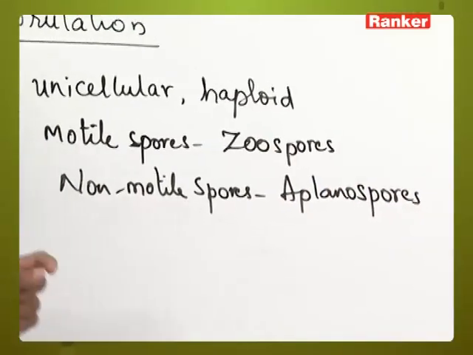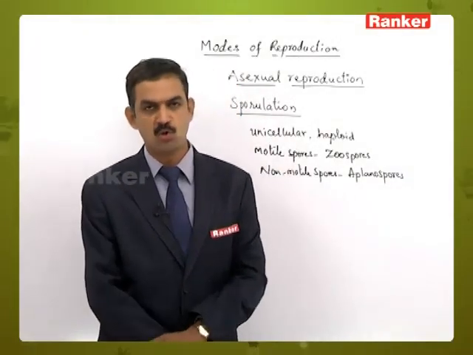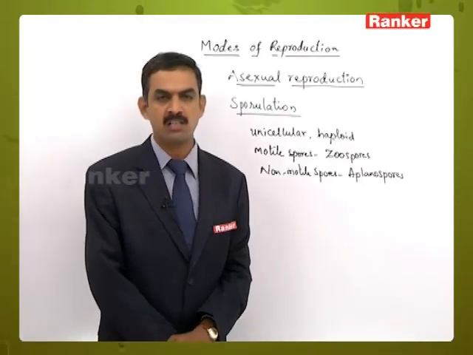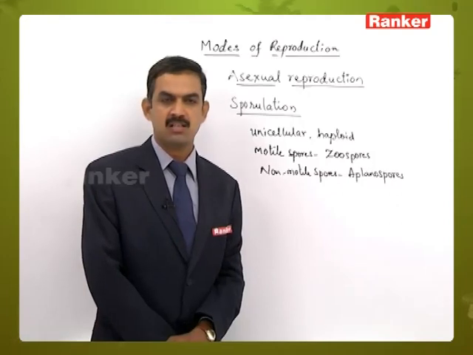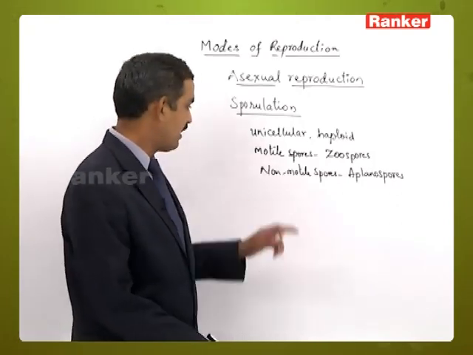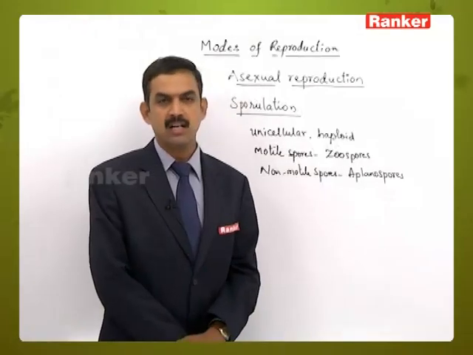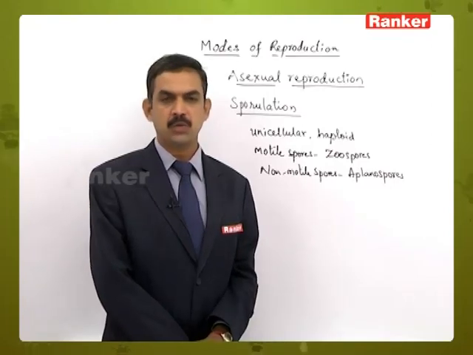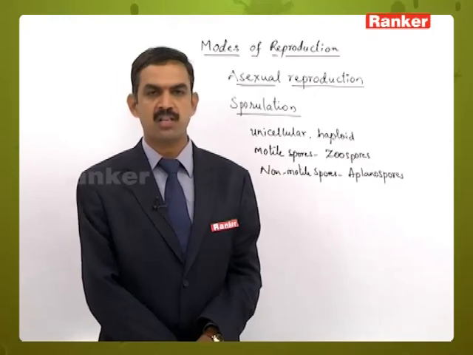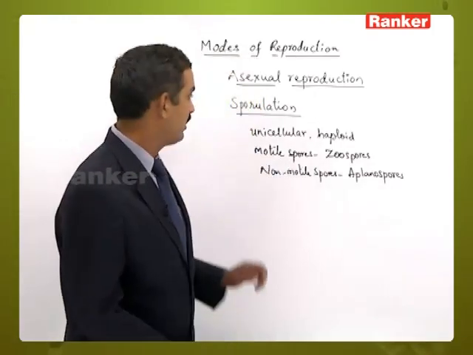Zoospores act as motile spores because they have locomotive structures called flagella or cilia. With the help of the flagella or cilia, they swim in the water, reach a suitable substratum and germinate to give rise to the daughter generation of organisms. Whereas non-motile spores, like aplanospores, are passively dispersed with the help of wind or any external agent, and they fall on a suitable substratum and germinate to give rise to daughter plants or daughter organisms.